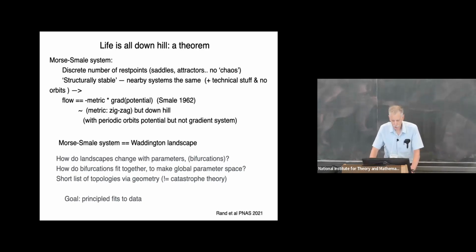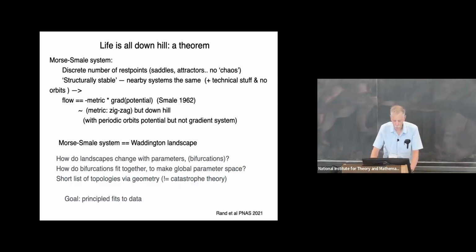If you assume there are no orbits, then Smale showed with some technical assumptions that the flow equals a metric times the gradient of a potential on a Riemann manifold. Note there's an equality sign there, not sort of like, maybe like, or somewhat like equals, right? So the flow builds the metric and the potential. The metric means that there's a notion of downhill, but as a good skier, you zig and zag.